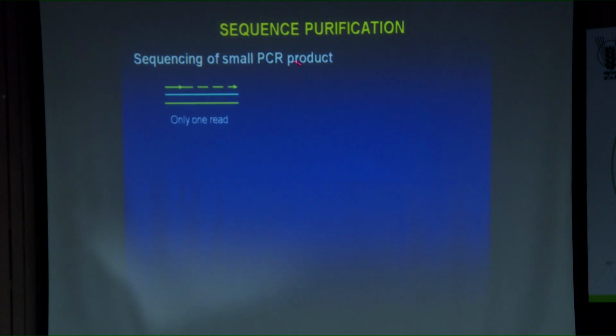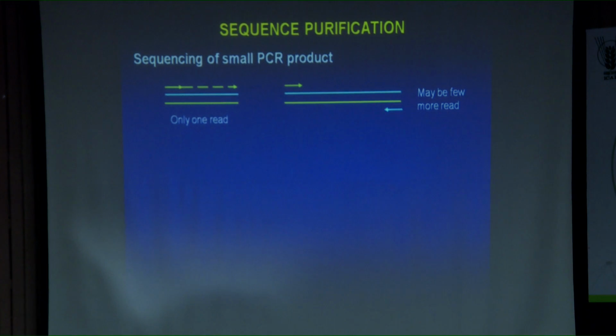If you have a small sequence, it may be of a small PCR product, only one read, that means just using a primer you do the sequencing and generate the sequence. Or you may have a relatively bigger gene, where using only one primer you may not be able to generate the sequence information. For that you may need sequencing of both ends and then generate the sequence of the gene. If you have only one read, directly you will get the sequence.